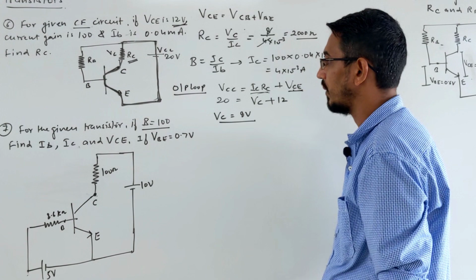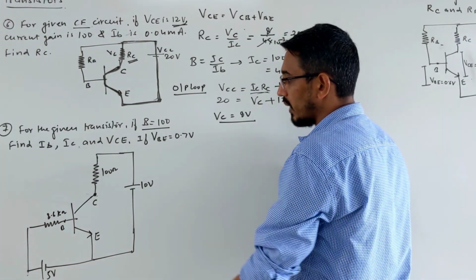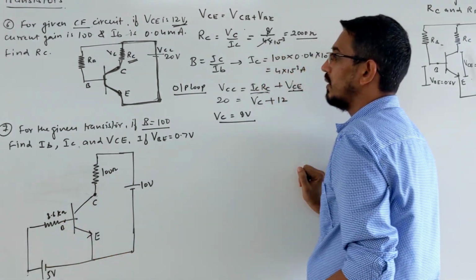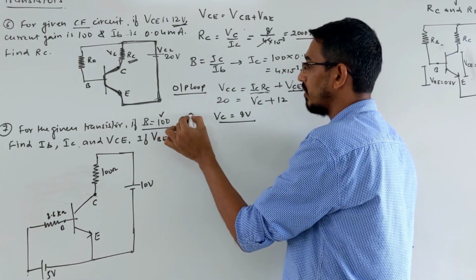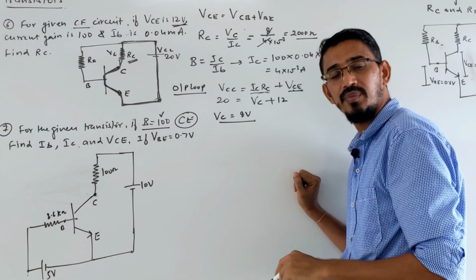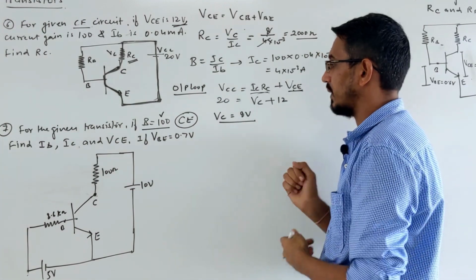Okay, look here. Again we have to simplify this circuit only. Look at what is given: current gain is given, and it's common emitter mode, because beta is big, more than 1 means common emitter mode.